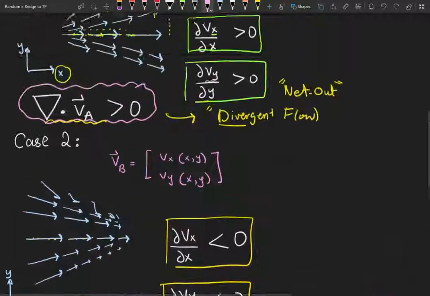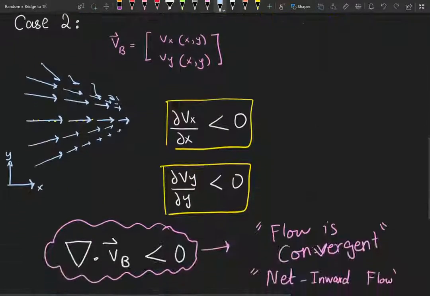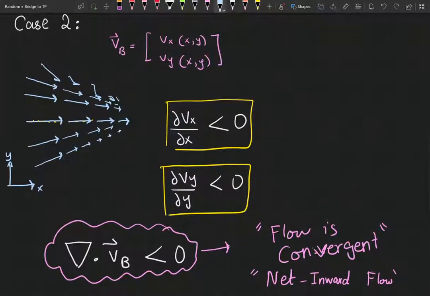In the previous example, there was net outflow, as you can see, and I hope you guys can visually, intuitively feel that this is like spreading out. So there's a net out. Here it's going in, so it's converging, and there's a net inward flow. I hope that explains the intuition behind it.